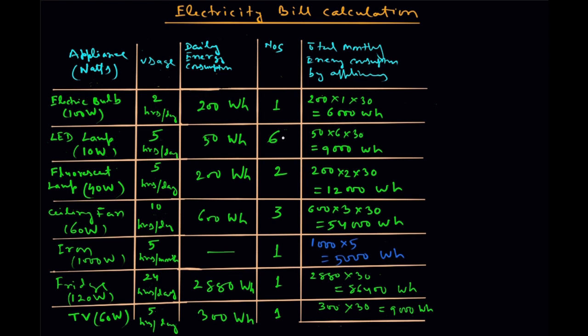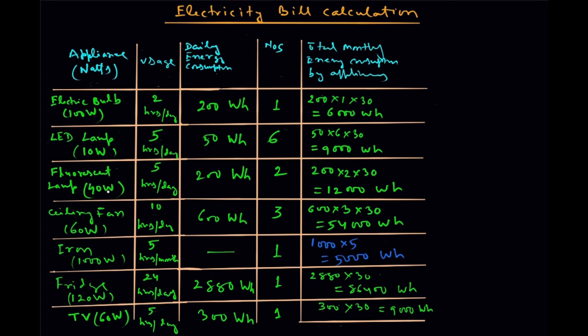And LED lamps, there are 6 such lamps. So how much energy are these lamps consuming? That is 50 watt hour consumed by each bulb. So it will be multiplied with 6 for 6 bulbs, and multiplied with 30, we will get the energy consumed by these 6 LED lamps, which are used 5 hours each day. Okay, so we get how much? It is 9000 watt hours.